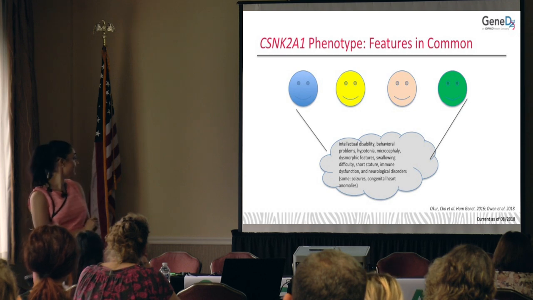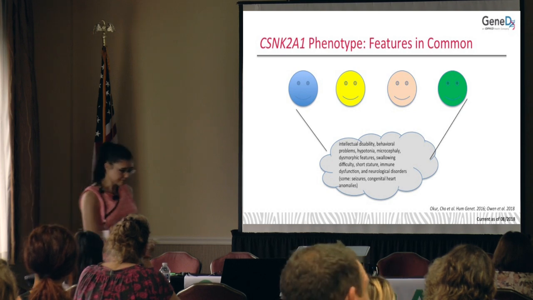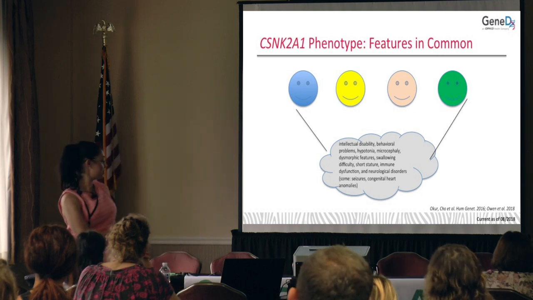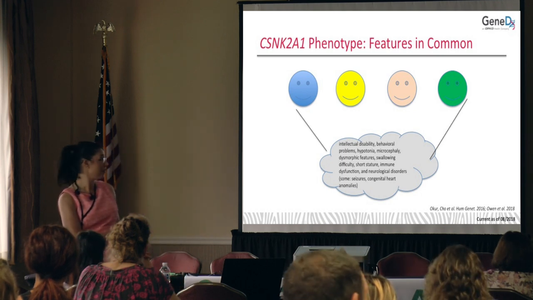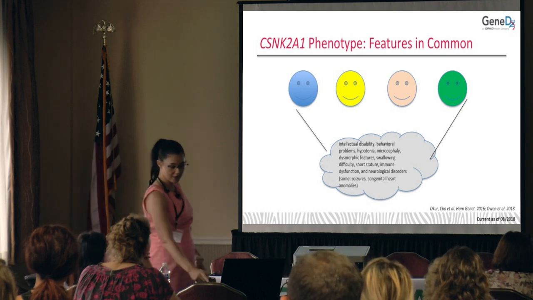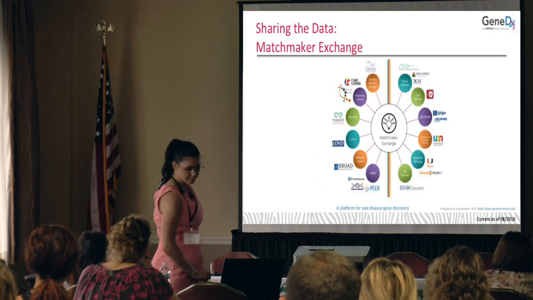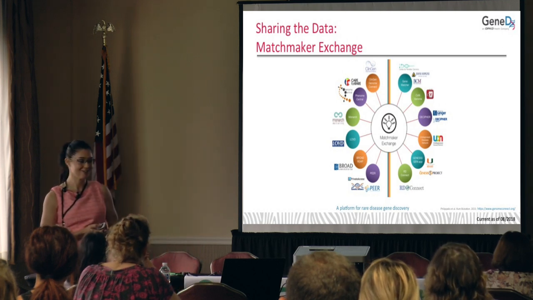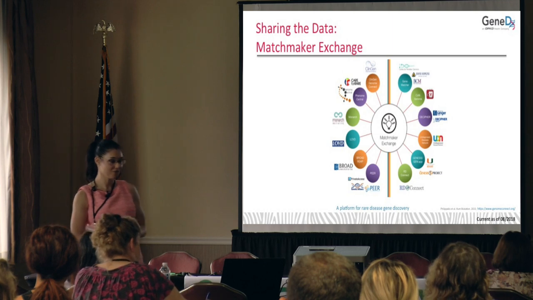And so with the CSNK2A1, we did find these people and they did share some medical features in common. So we said, well, maybe this gene is causing those problems. Now it's kind of a leap. And that's why you need other forms of research that you're going to hear about later today to learn more about that and make sure that we're right.